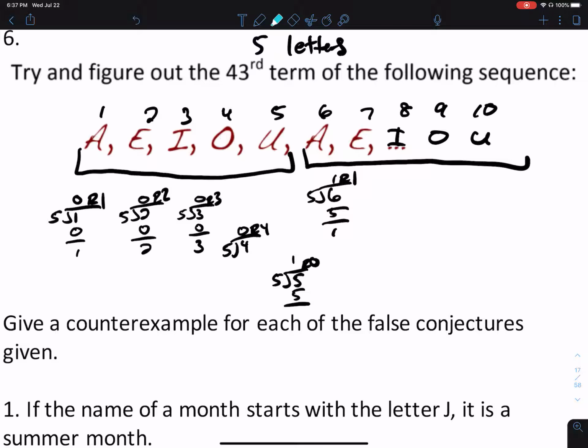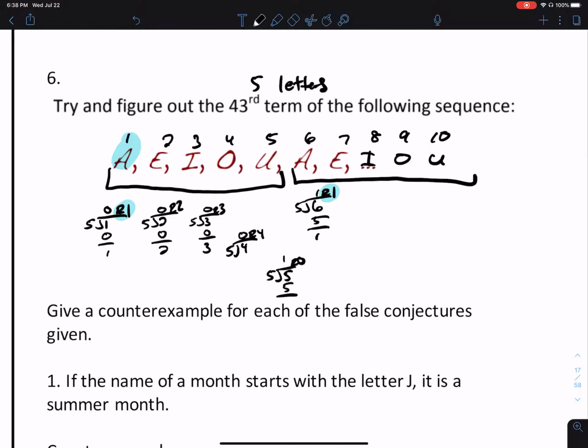Notice how A always has a remainder of 1. Because the next time you'd have an A would be 5 more than 6, which is 11. 11 divided by 5 goes 2 times, remainder 1. Every time E appears, the remainder is 2. Every time I appears, the remainder is 3. Every time O appears, the remainder is 4. Every time U appears, the remainder is 0.